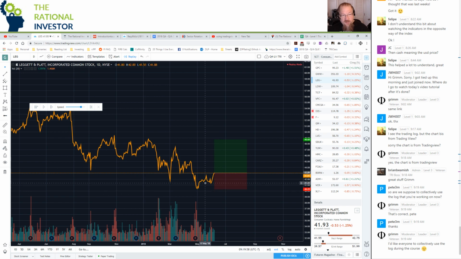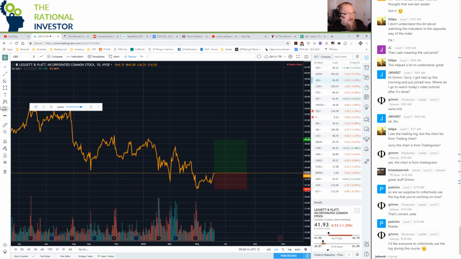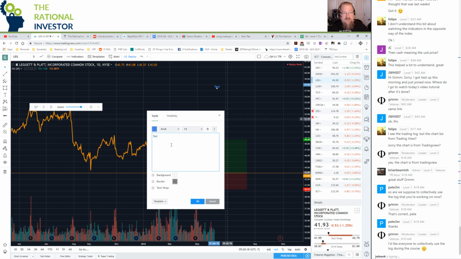Just work off a line chart for right now. Get used to using this tool and looking for 2-to-1 risk reward ratios and taking those pictures, because I tell you, we're going to do a lot of this by the time we're done trading. Every entry I put in my trading log has a picture of the chart that I used. All right, and you might get used to using this text tool too.